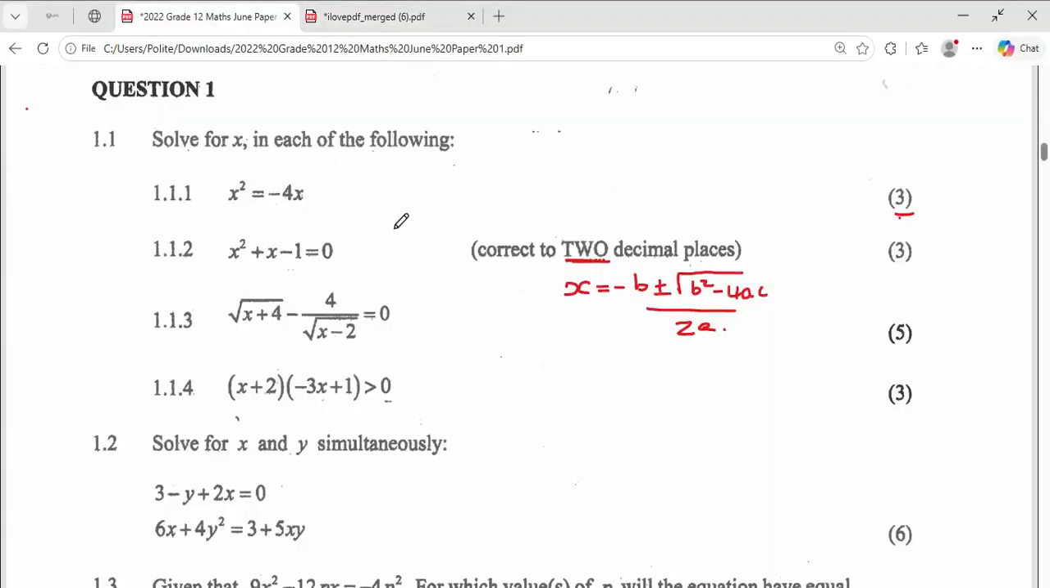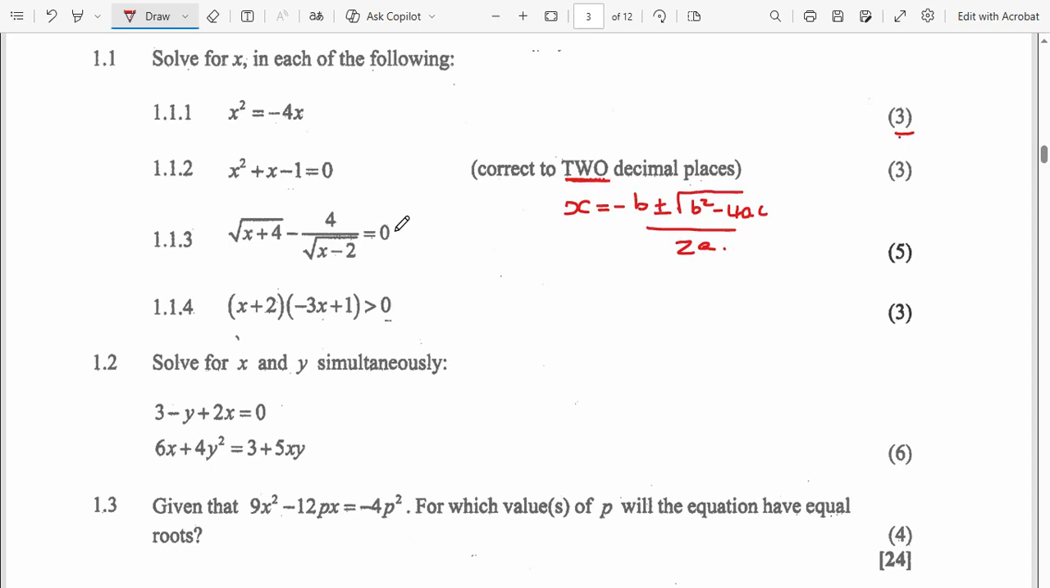Okay, so the next one, 1.1.3. On 1.1.3, this has to do with sets. I know that this looks complicated. Even if you look at the mark allocation, we can see from the mark allocation that this is something else. But let's make this simple, okay?